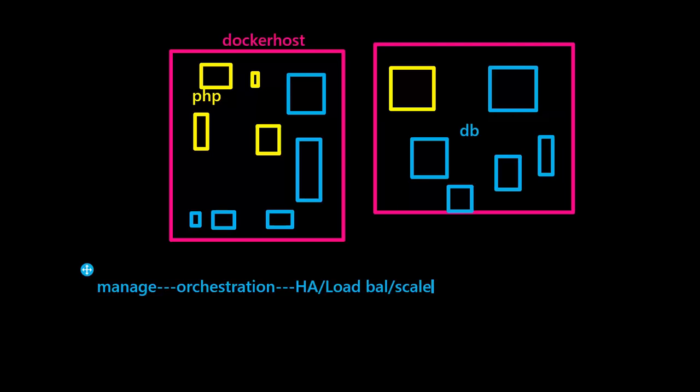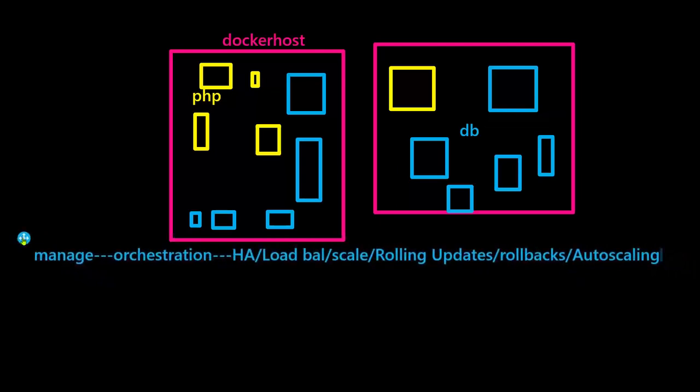You cannot sit and run 100 times docker run to start 100 containers, right? So how do you scale them? Or how do you implement rolling updates and rollbacks? What are rolling updates and rollbacks? We'll talk about all of them. Rolling updates, rollbacks, auto scaling, and many more. Disaster recovery, backup, all this comes under container orchestration.